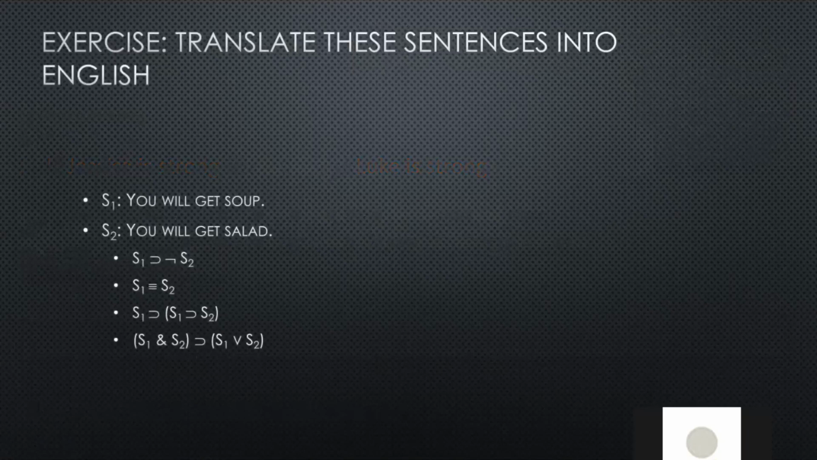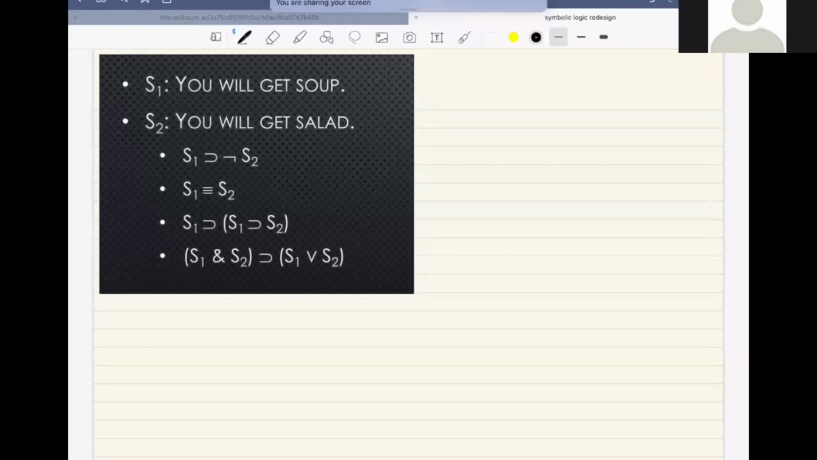Okay, now let's try to put this all together and translate the following sentences. So we'll go back to the iPad and take a look at these. So here are our sentences. S1 stands for you will get soup, and S2 stands for you will get salad. So you may want to pause here and practice what each of these mean yourself. And I will give you the answers in just a second after you unpause.